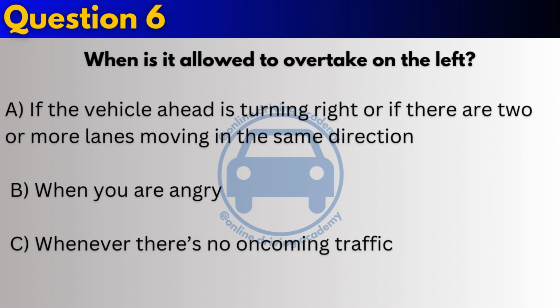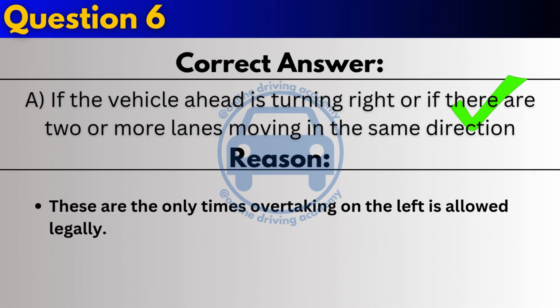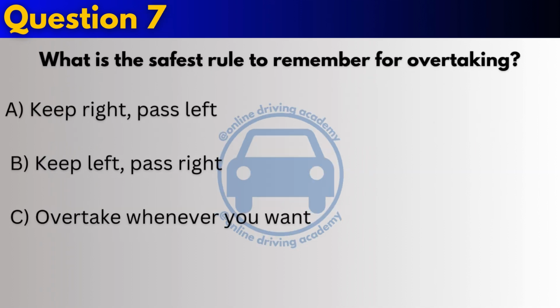Now with option B, it says when you are angry. Again, we know that's incorrect. But option C, it says whenever there's no oncoming traffic. Again, that's still incorrect. The only possible correct option is going to be option A, if the vehicle ahead is turning right, or if there are 2 or more lanes moving in the same direction. And the reason for that is because these are the only 2 times that overtaking on the left is legally allowed.